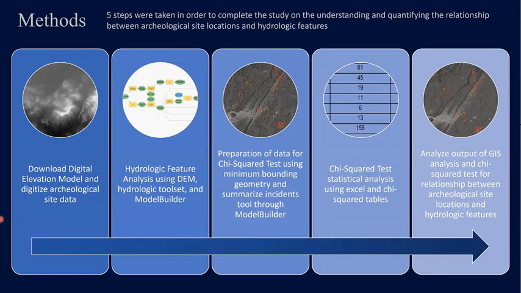For the methods of this study, five steps were taken to look at and quantify the relationship between archaeological site locations and hydrologic features within the Sand Hollow area. The first step was to download the digital elevation model and digitize archaeological site data, as previously discussed. The second step was to complete hydrologic feature analysis. The third step was to prepare data for the chi-square test. The fourth step was to complete the chi-square test statistical analysis. And the fifth and final step of the study was to analyze the output of both the GIS analysis and the chi-square test to look at the relationship between archaeological site locations and hydrologic features within the Sand Hollow area.